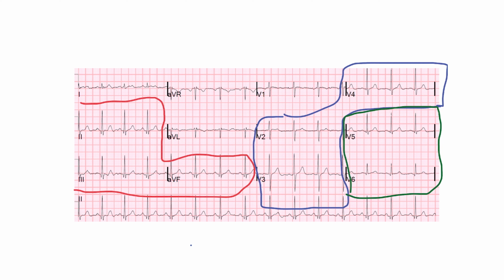And then we have a few leads which are left, which are a little bit more tricky, because we've got 1 and AVL. So if you remember 1 and AVL, they came on that side onto the left side. So they are this area here. So if we do that like that, that represents kind of a lateral view. And then V1 in itself is a more septal representation of the heart.